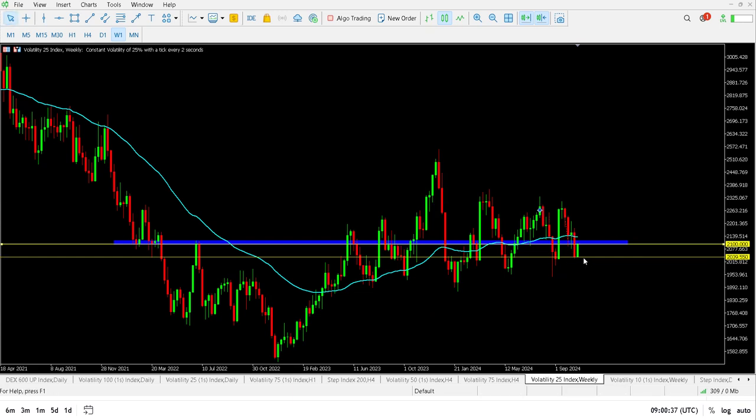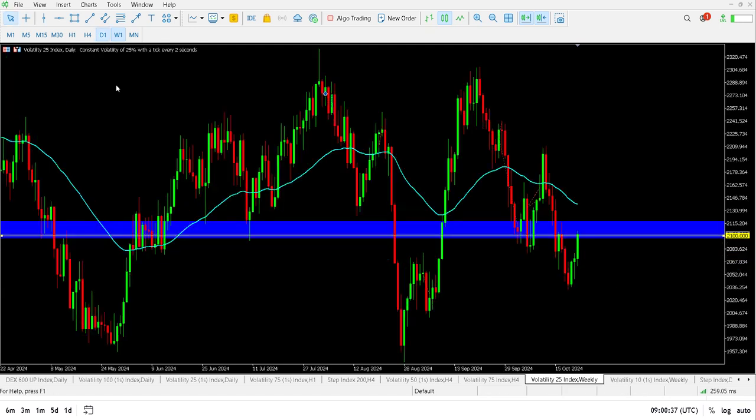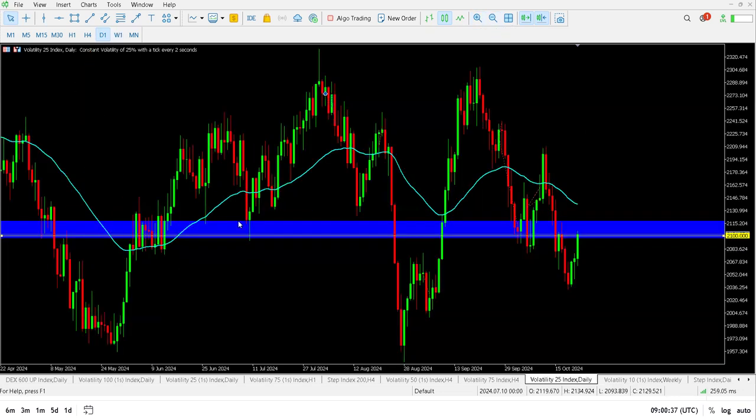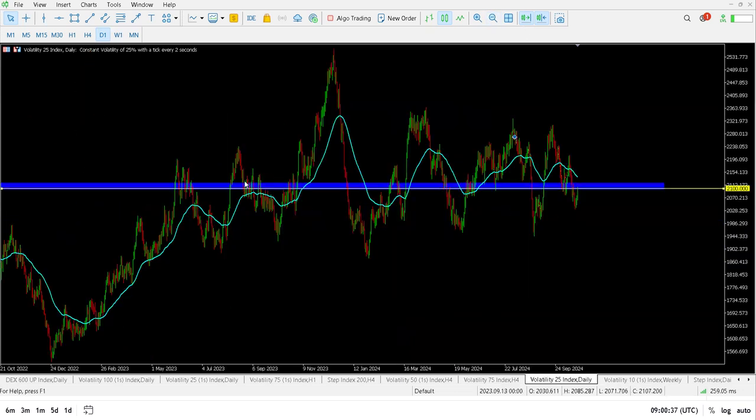And like I said, 8 out of 10 times, once you identify an area of interest from the weekly time frame, it does align very perfectly also with the daily time frame, as you would see right now. So this is our identified weekly time frame area of interest.